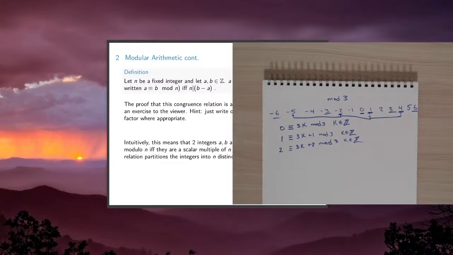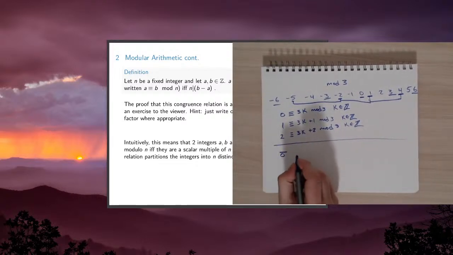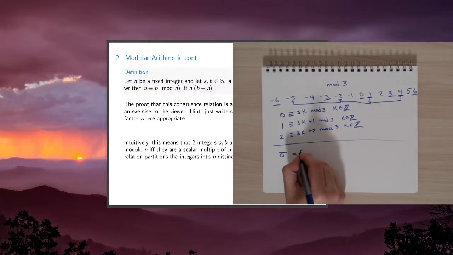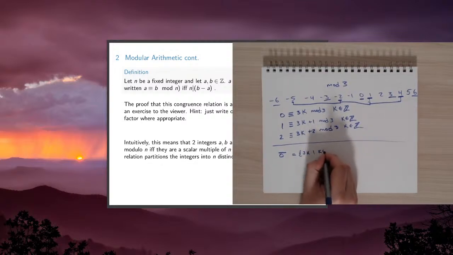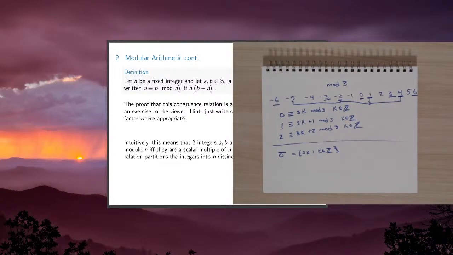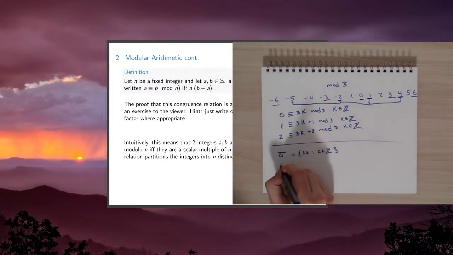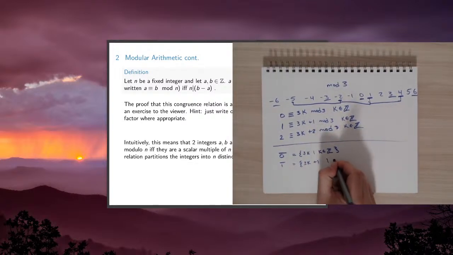And so this partitions the entire set of integers into these 3 classes, and we can denote these classes, like so, the 0 class. This is the set of all 3k, so that k is in Z. There's different ways to think about this, but then similarly the 1 class, the set of all 3k plus 1.